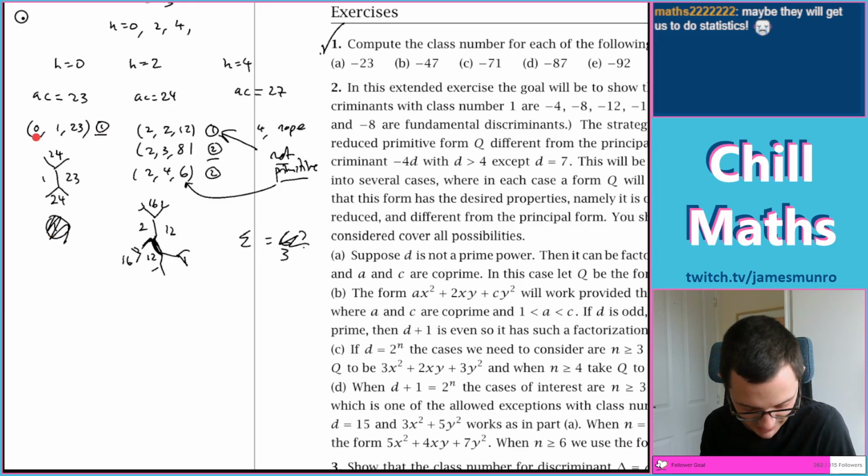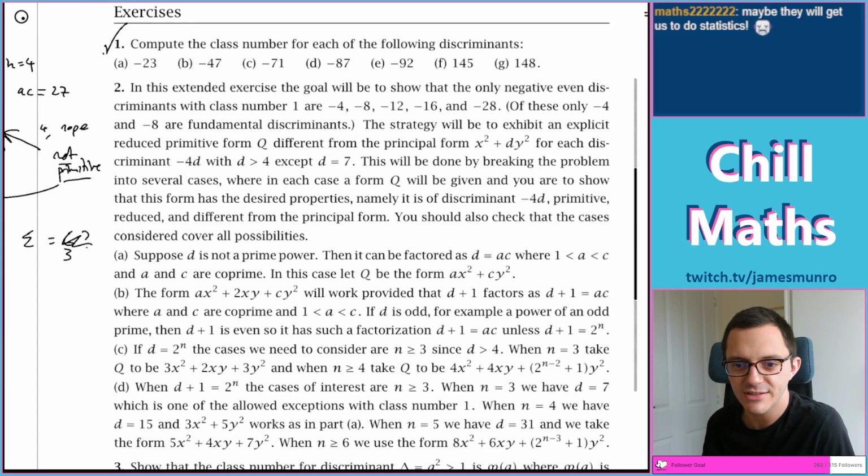Oh, that's 1 over here for one case. These ones are not primitive because they were multiples of 2. That was a bit annoying. We had these different cases of what A and C might be. Okay, here we are. Let's skim read this.